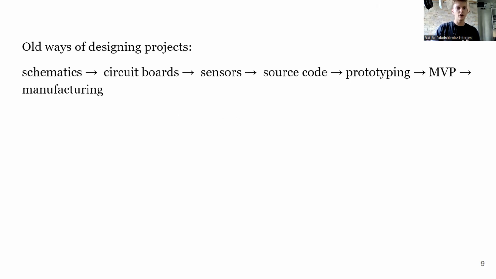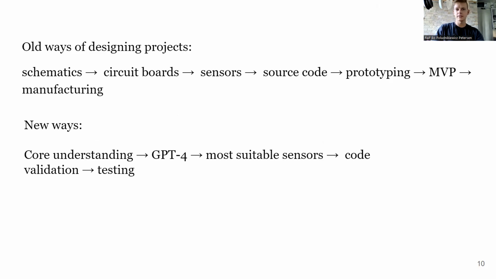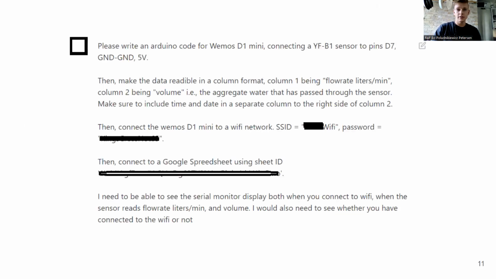And so I discovered that you have the old ways of designing projects. You should have schematics, circuit boards, sensors, source code, prototyping, minimal viable products, and then you go into manufacturing. But these new ways are coming into play now, where you just need to have a core understanding, and then you use ChatGPT or the new GPT-4. Then you ask them what's the most suitable sensors that are available? And then you make a code validation and you make sure you test it. And so I did that.